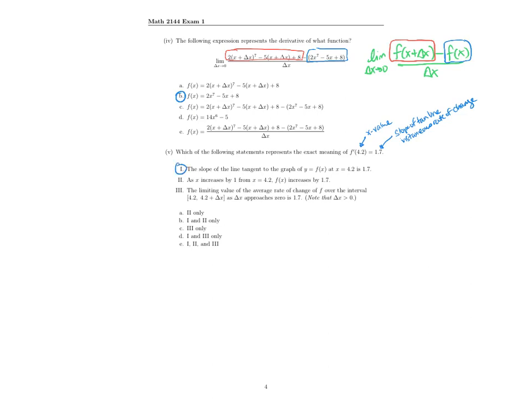Number 2, as x increases by 1 from x equal 4.2, f of x increases by 1.7. So that's not entirely true unless the function f happens to be linear or be linear on that portion of the graph. That would be true, but we don't know if f is linear or not. So we can't say that's true in general. It's only true for certain types of functions. And then the third one, the limiting value of the average rate of change of f over the interval 4.2 to 4.2 plus delta x as delta x approaches 0 is 1.7. And so that is true because that just comes straight from the definition of derivative. So the correct answer is 1 and 3 only. So that's D.